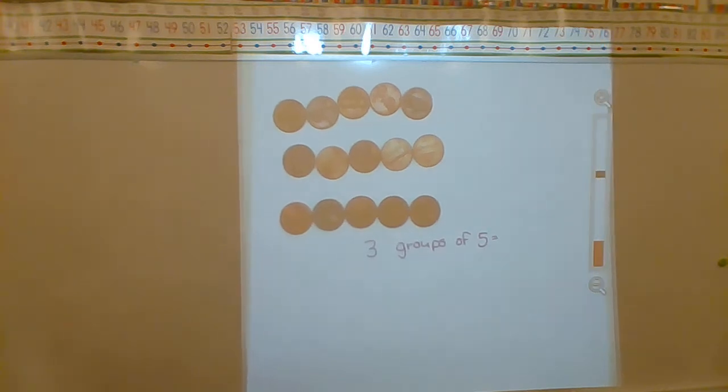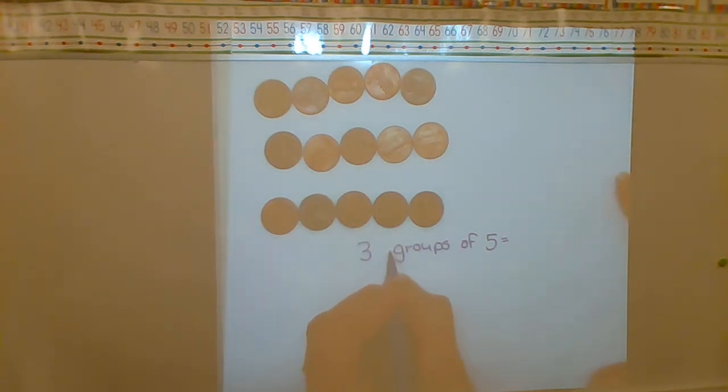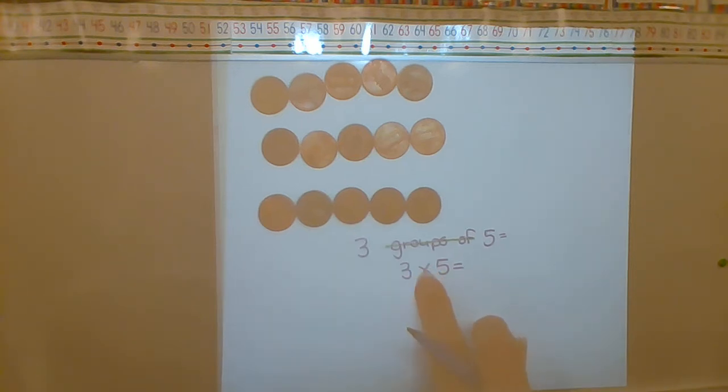But we've already talked about how mathematicians love a shortcut, and there is a shorter way to write groups of. Instead of using the words groups of, I can say 3 times 5. Three groups of five can also be said as 3 times 5, because remember, multiplication is called equal group stories. If you have equal groups, you can multiply the numbers or count the groups, okay?